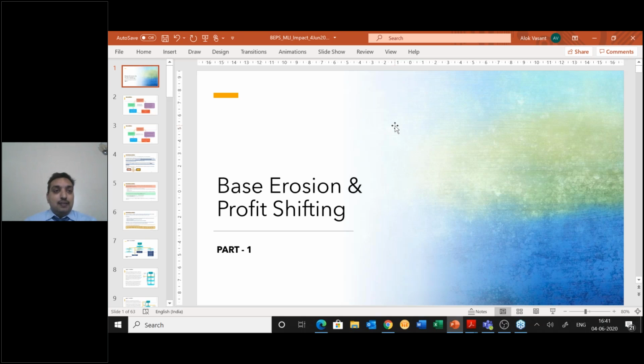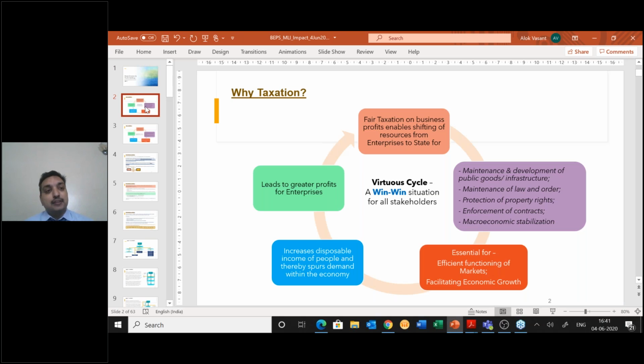So let me begin with something very fundamental. The first question that I want to ask is, why should there be taxation? Why should there be taxation? Nothing can be more fundamental than this. So let me take you through two cycles. These are economic concepts, but it's important to get the context of what BEPS is all about.